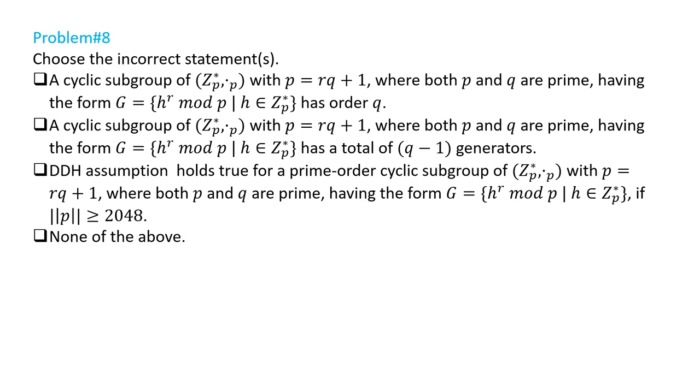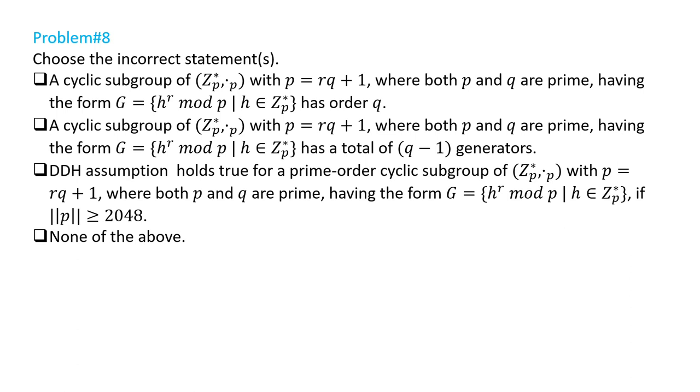Okay, this also can be answered directly. Choose the incorrect statements. A cyclic subgroup of ZP star with multiplication modulo P with P equal to RQ plus 1, where both P and Q are prime, having the form G equal to H to the power R mod P, where H belongs to ZP star, has order Q. A cyclic subgroup of ZP star with multiplication modulo P with P equal to RQ plus 1, where both P and Q are prime, having the form G equal to H to the power R mod P with H belonging to ZP star, has a total of Q minus 1 generators.